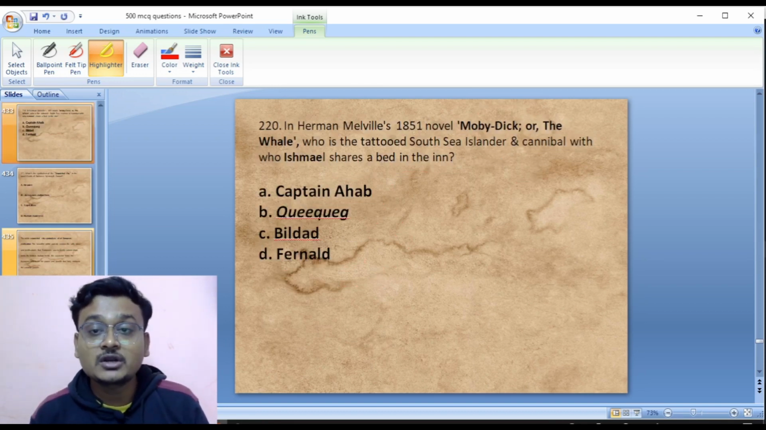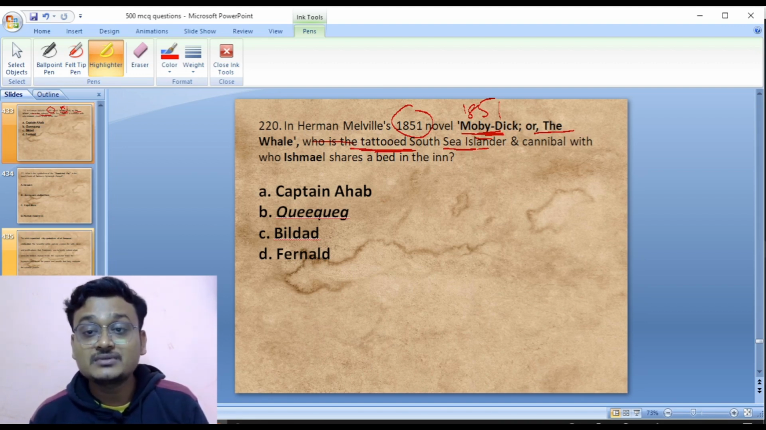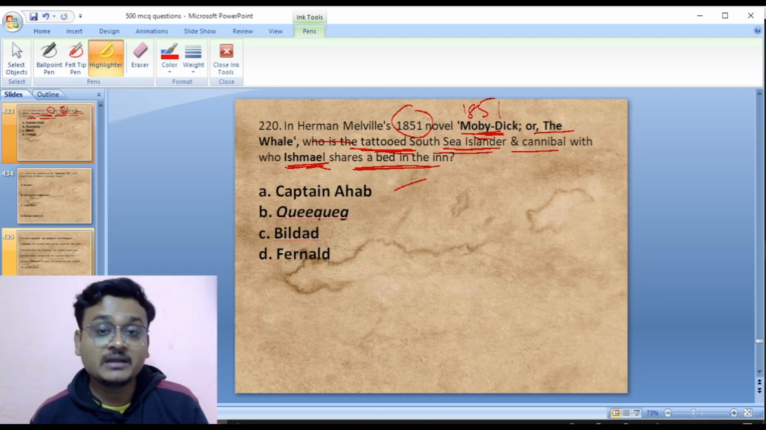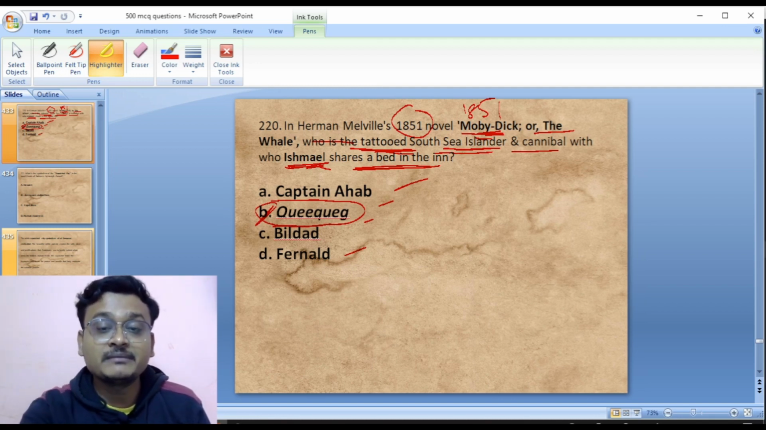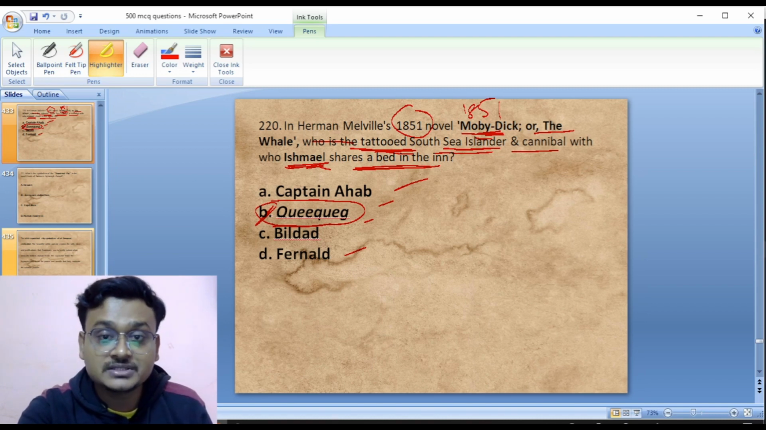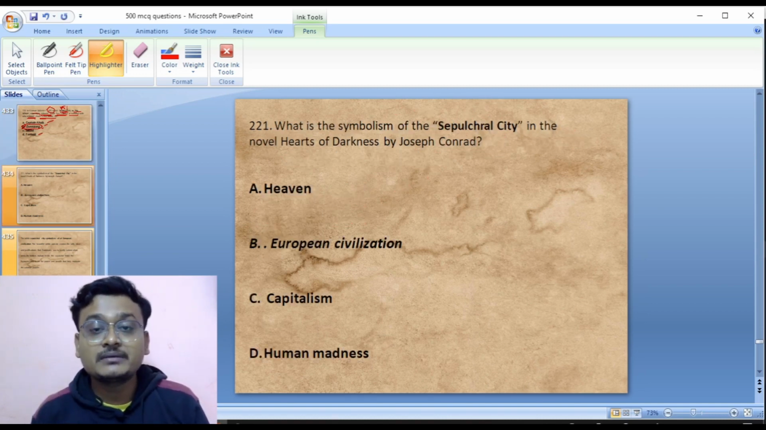In Herman Melville's novel Moby Dick, its subtitle is The Whale. It was published in the year 1851. Who is the tattooed South Sea Islander and cannibal with whom Ishmael, the narrator, shares a bed in the inn? Captain Ahab, Queequeg, Bildad, or Fedallah? It is Queequeg, a cannibal and South Sea Islander with whom the narrator of Moby Dick spent a night. Okay, now question number 221.